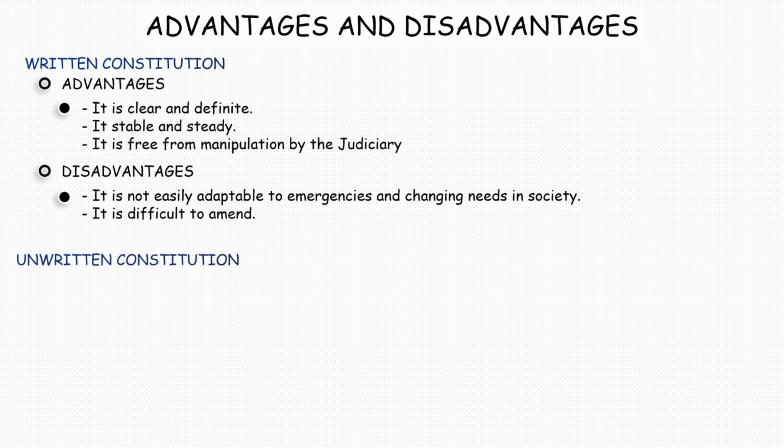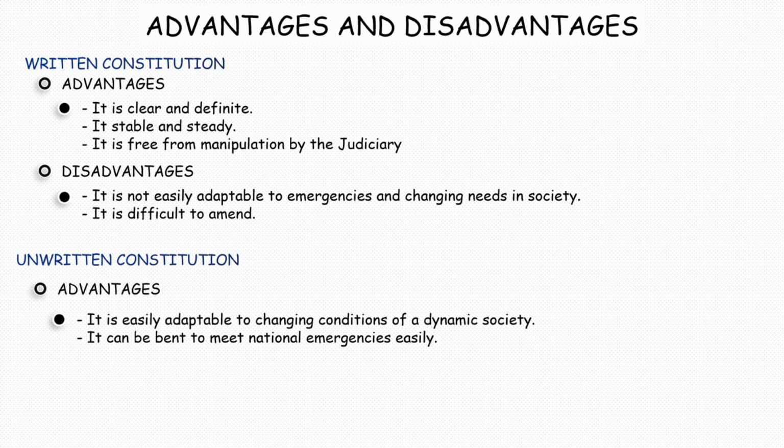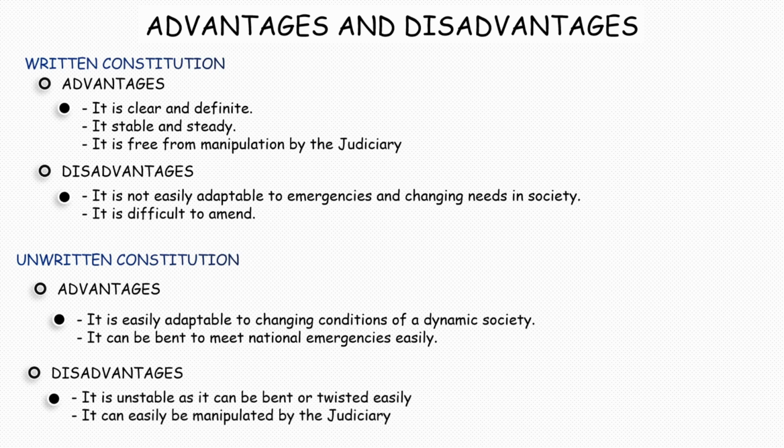Then under the unwritten constitution, the advantages are: number 1, it is easily adaptable to the changing conditions of a dynamic society. Then number 2, it can be bent to meet national emergencies easily. And then its disadvantages are: number 1, it is unstable and it can be bent or twisted easily. Then number 2, it can easily be manipulated by the judiciary.